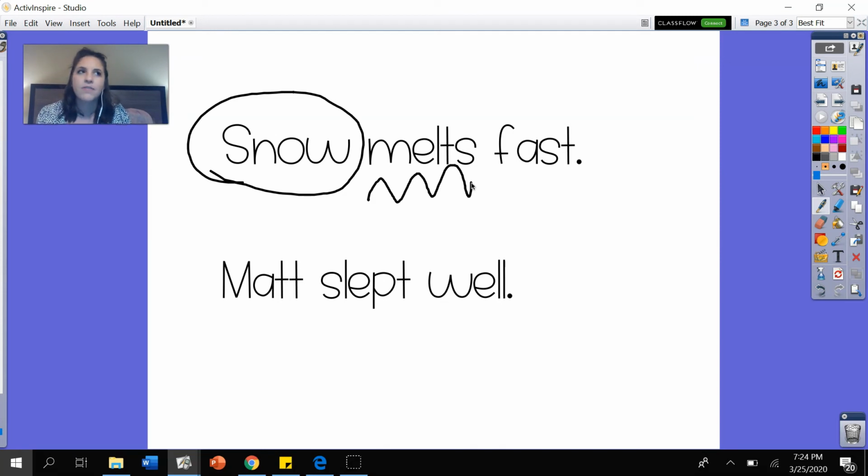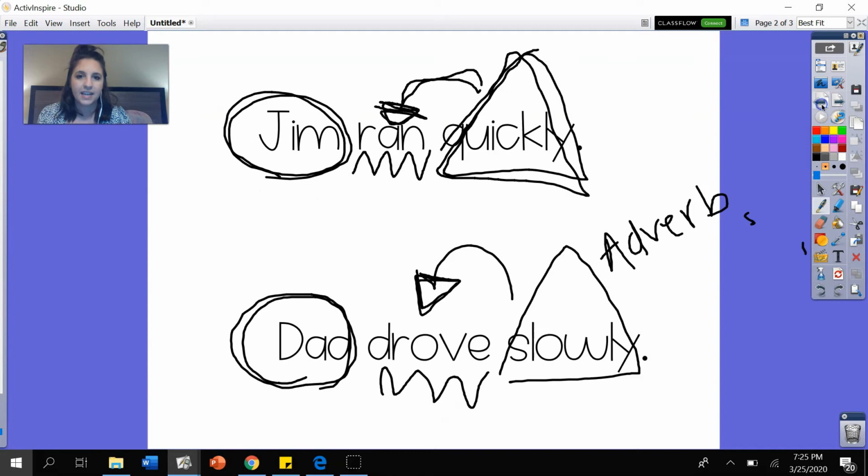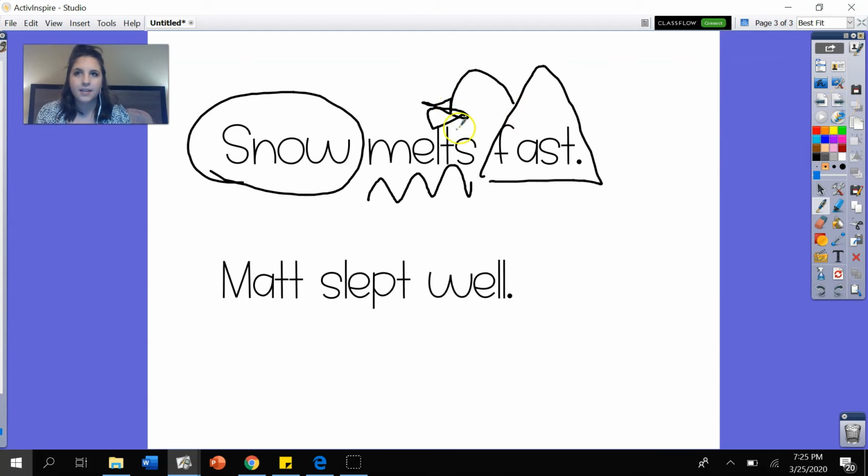Then comes the fun part, the new one. How is the snow melting? Oh, the snow is melting fast. Now, I want you to stop for a second, and I want you to see if you notice any difference between the first two that we did, Jim ran quickly, Dad drove slowly, and this one. Is there a difference?